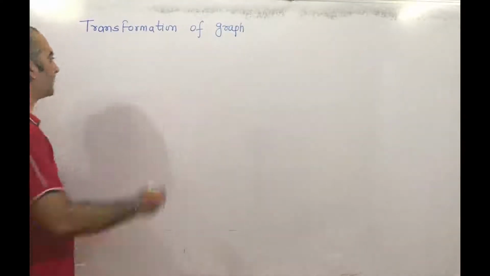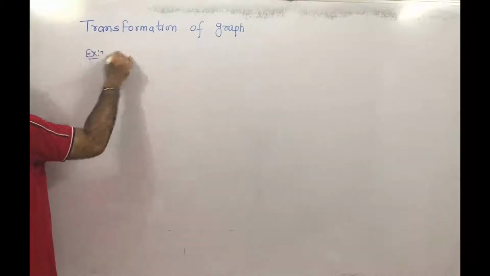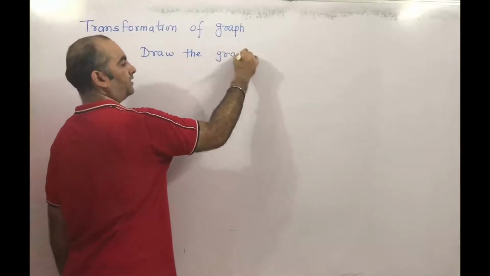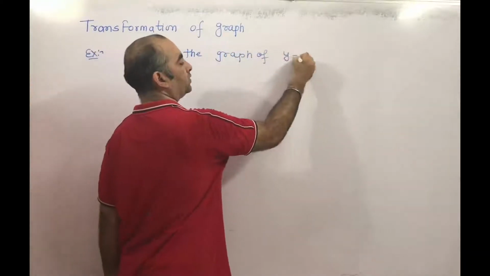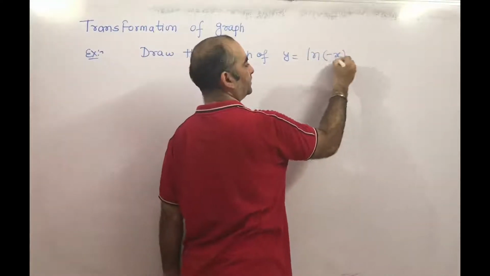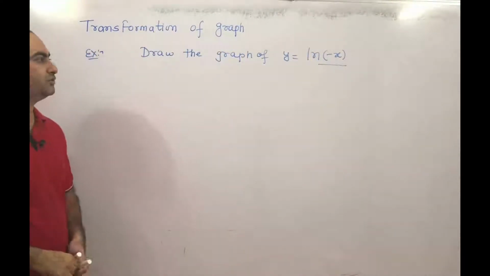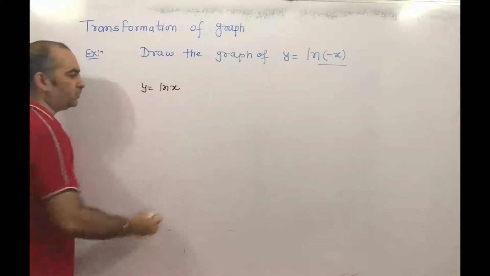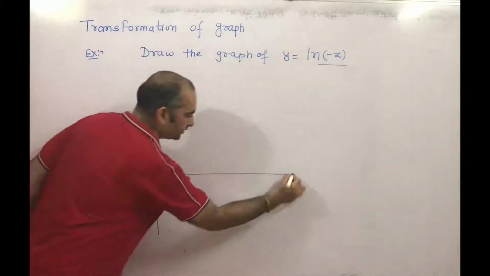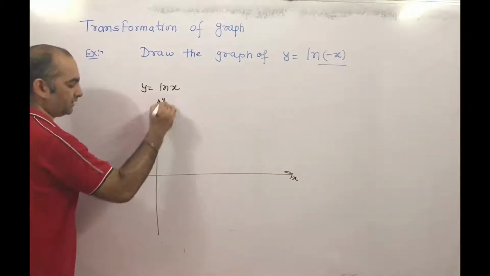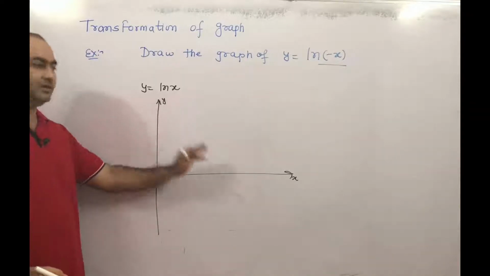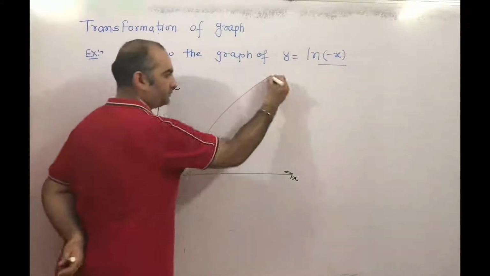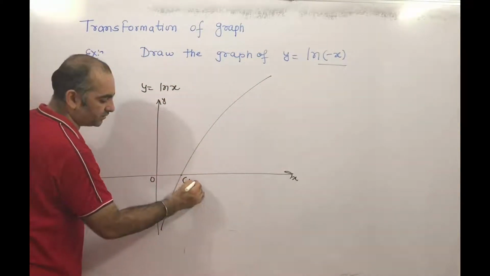Next example is, draw the graph of y equal to ln of minus x. So we have to draw this function graph. How to draw? We know the y equal to ln x graph. This is the x-axis, this is the y-axis, and this is the origin. The ln x graph will come on the right-hand side because it is defined for x greater than 0. So this graph will come. This point is (1, 0).